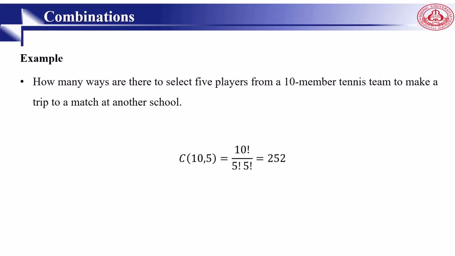Example: how many ways are there to select 5 players from a 10-member tennis team to make a trip to match at another school? The number of combinations is the combination of 10 and 5, 10 factorial divided by 5 factorial times 5 factorial. 10 minus 5 is 5 factorial, right? This is n minus r. This is r.